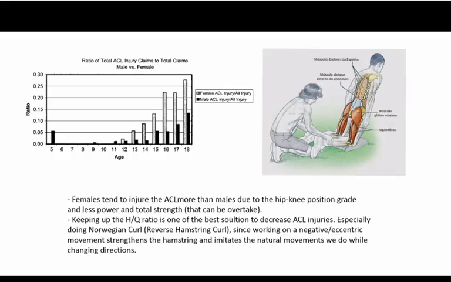So it is very important to keep up the hamstrings to quads ratio if we want to avoid any kind of injury, especially on the ACL. A good way to work on your hamstrings is the Norwegian curl that we can see in the picture on the right. Why? Because since it's a negative eccentric movement, it follows more or less what happens to our hamstrings, so to our legs, when we land or when we brake and change direction.